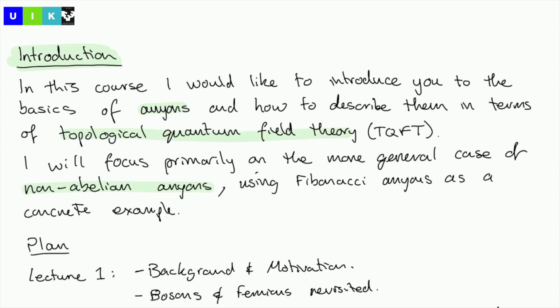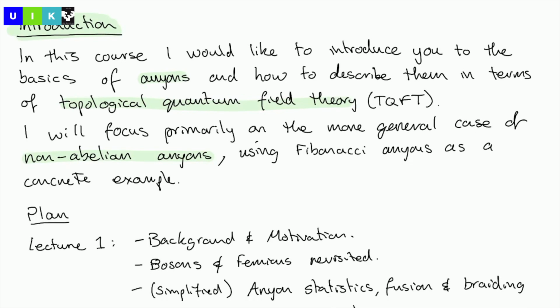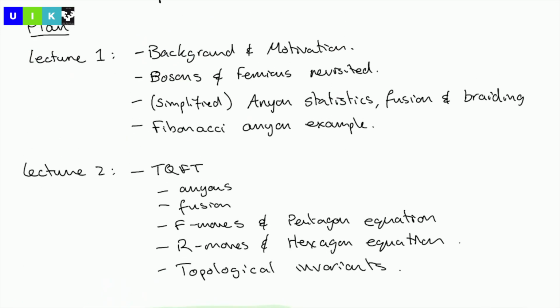So my goal over the two lectures is to introduce you to the basics of anions and how to describe them in terms of topological quantum field theory. And I'm going to focus on non-abelian anions because these are the more general case. And in particular, I'm going to talk about Fibonacci anions. So all of these should just be words at the moment, but hopefully by the end, all those words make sense.